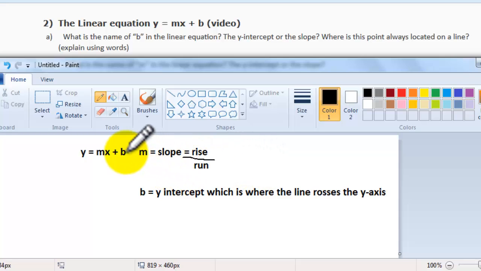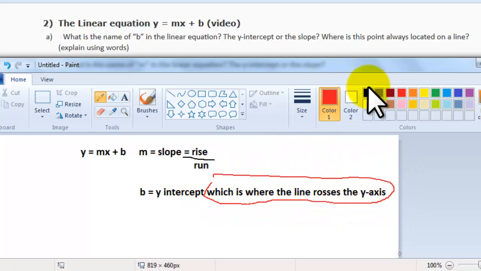The next question was, what does the b stand for in this equation? And that is the y-intercept. And don't forget that the y-intercept is where the line crosses the y-axis. And that's supposed to be a C, crosses. Okay.